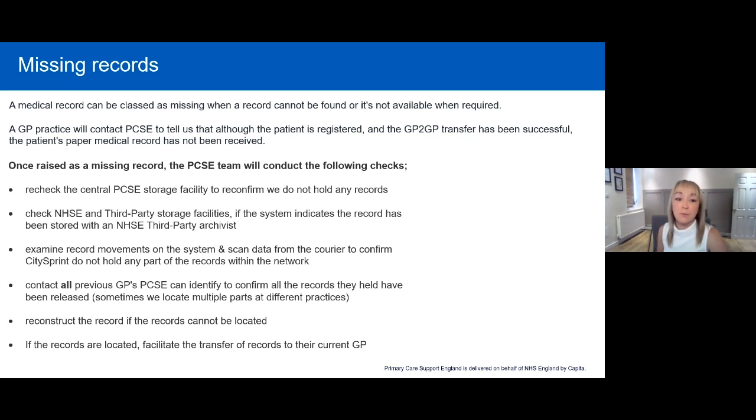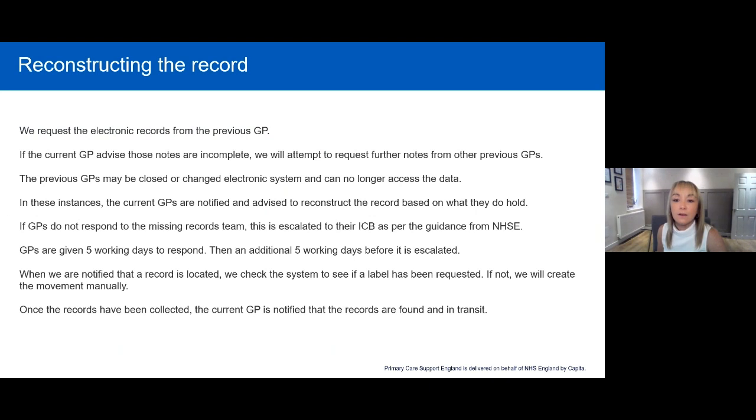Now, sometimes we locate multiple parts at different practices, and that would indicate that we would need to reconstruct the record. So we will reconstruct the record if the records cannot be located, and if the records are located, we'll facilitate the transfer of records to their GP. Now, we request the electronic records from the previous GP, but not all the previous GPs, as this would lead to a duplication of notes.